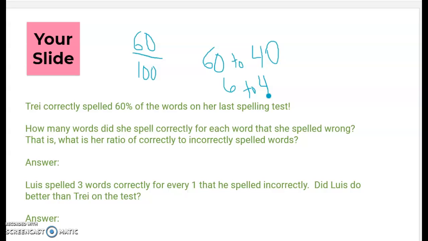Lewis spelled 3 words correctly for every one that he spelled incorrectly. So you have to figure out, did Lewis do better than Trey on the test?